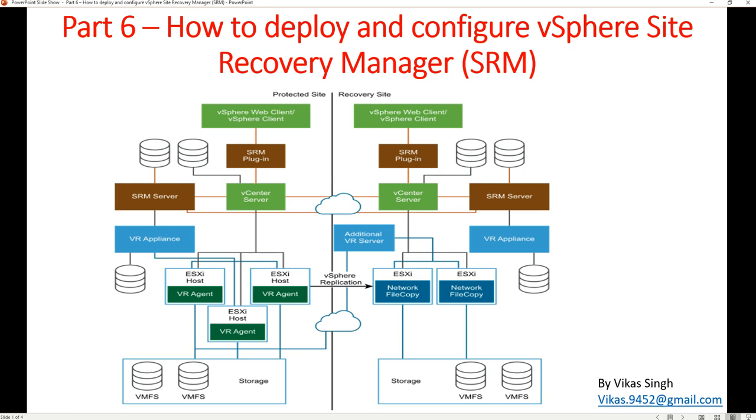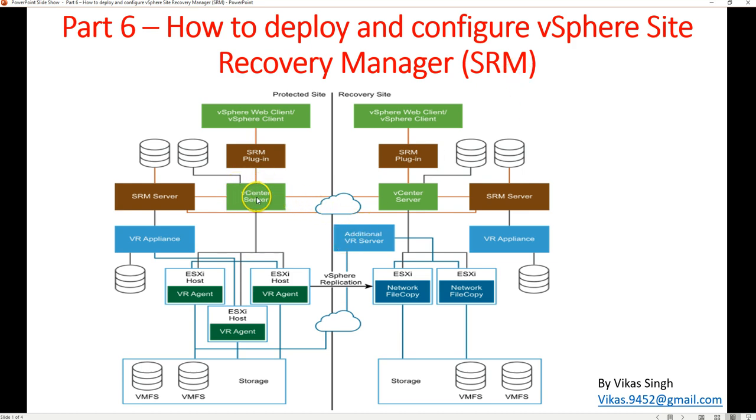So if you see in this diagram, we have a few ESXi hosts at the protected side, which is the production side, and then we have the VR appliance, which is the vSphere replication appliance. On top of that, we require the SRM server. SRM is Site Recovery Manager. It can be a virtual appliance or a Windows-based server where you can install the installer for the SRM server. So it can be both, the appliance or the Windows-based server.